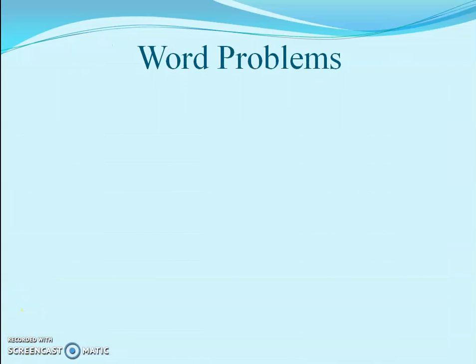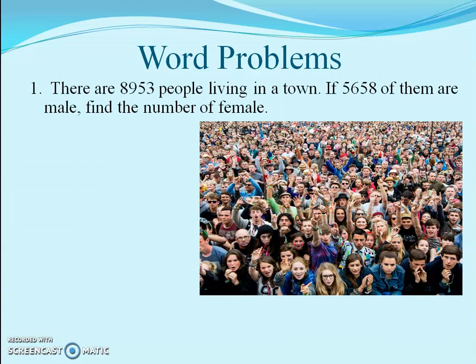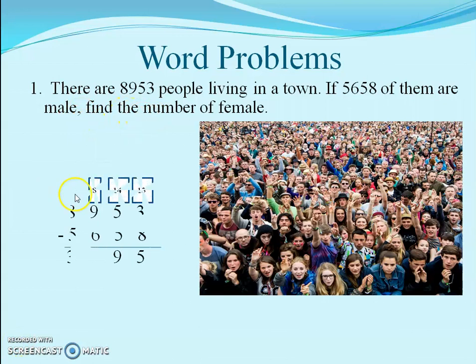Now it's turn for word problems. There are 8,953 people living in a town. If 5,658 of them are male, find the number of females. Here, if we subtract the number of males from the total people living in the town, we will get the number of females. So the total people are 8,953 and the number of males are 5,658.